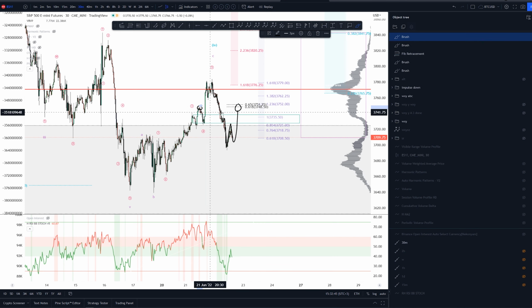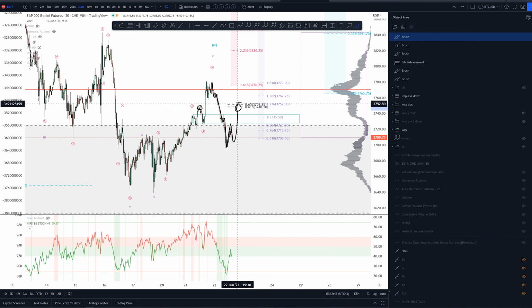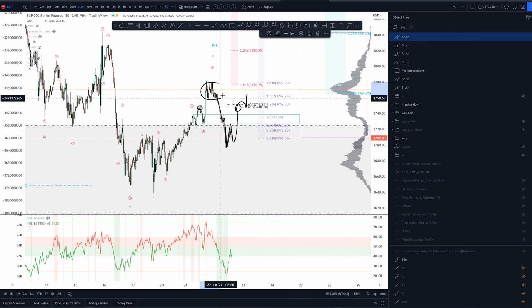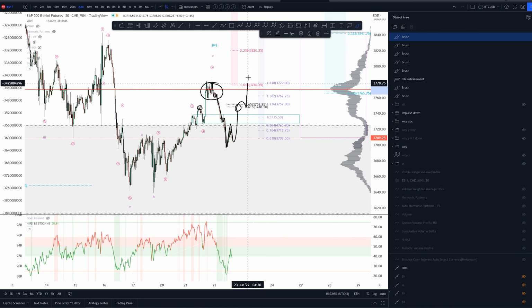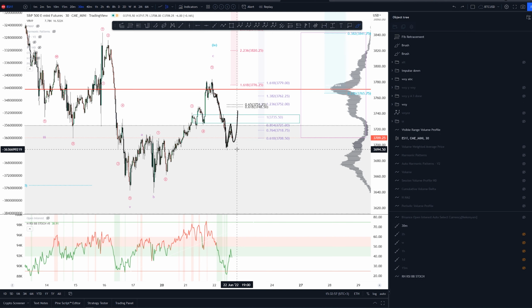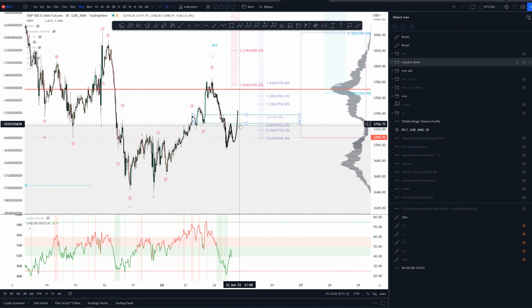If we are going to take out these highs here and even backtest it, of course this volume node has to be taken out, but doing something like this could make me bullish again, at least on short term. Yeah, that is pretty much it. My plan for today, we'll see what happens.